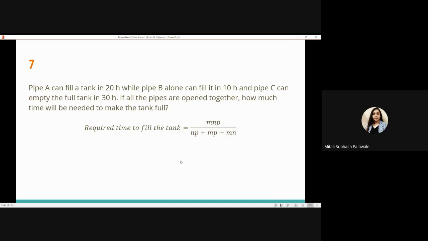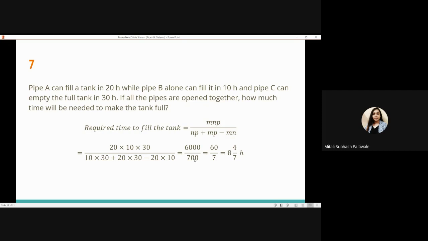So let's put the values into it and find out, which is 20 into 10 into 30 by 10 into 30, 20 into 30, and 20 into 10. So simply 6000 by 700, which is nothing but 60 by 7, which is simply 8 into 4 by 7. Okay, so this is how we are supposed to find this.